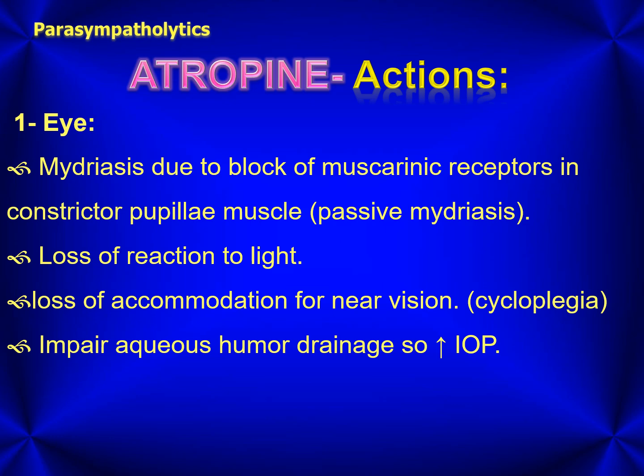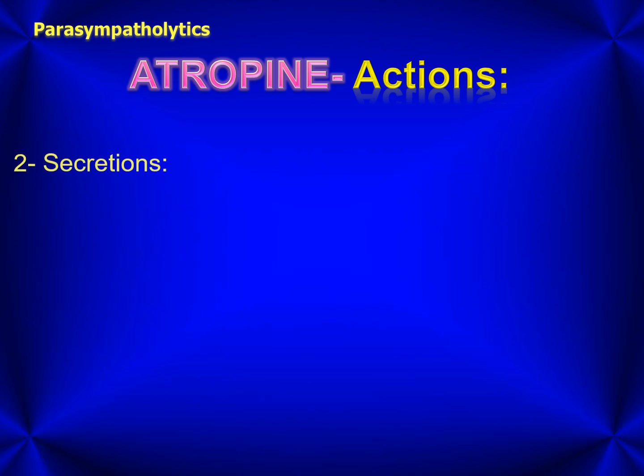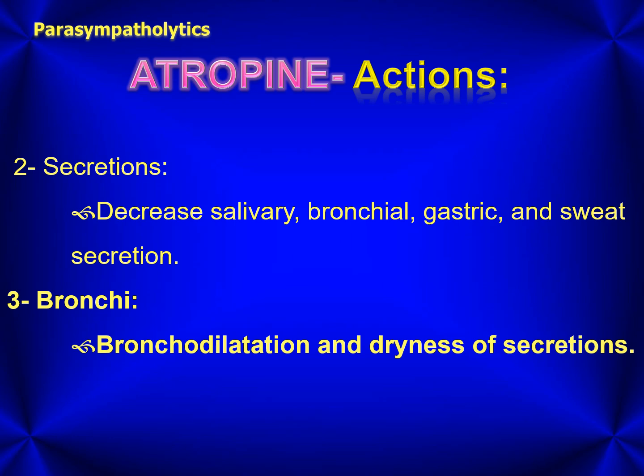They decrease aqueous humor drainage, so increase intraocular pressure, so they should never be used in patients with glaucoma. And they decrease lacrimation. If atropine is applied locally in the eye, its action will last for 7 to 10 days. It has a long duration if applied locally. Secretions. Atropine decreases all secretions: salivary, bronchial, gastric, and sweat secretion. Bronchi: bronchodilation, and dryness of bronchial secretions.